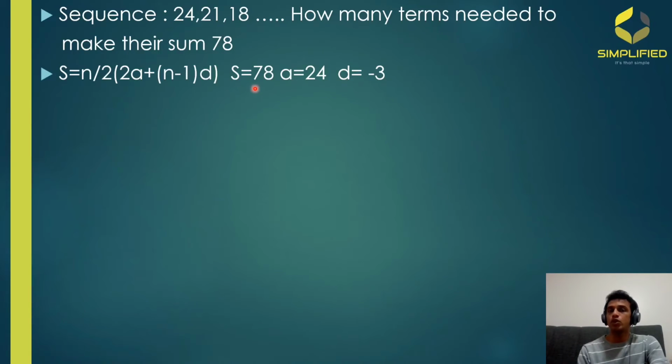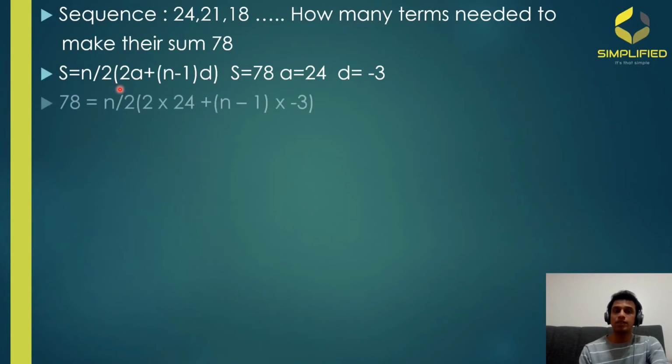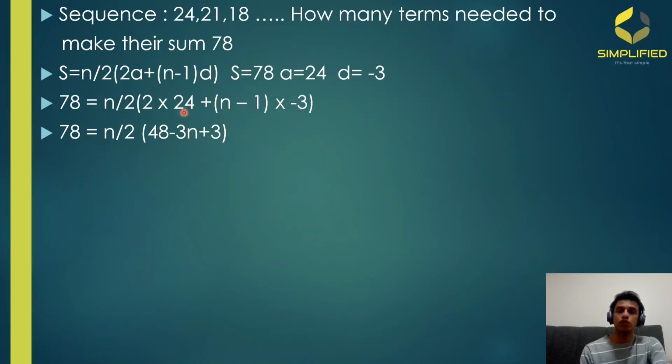Now we need to substitute all these factors into the equation of the sum of an arithmetic progression. That's just a regular process. So upon substitution, what happens? S is equal to 78, n we don't know, a is 24, and d is -3. So upon further simplification, what happens? 2 into 24 becomes 48, and this -3 has to be taken inside this bracket, which means that multiplying -3 into n is -3n, and -3 into -1 is 3.